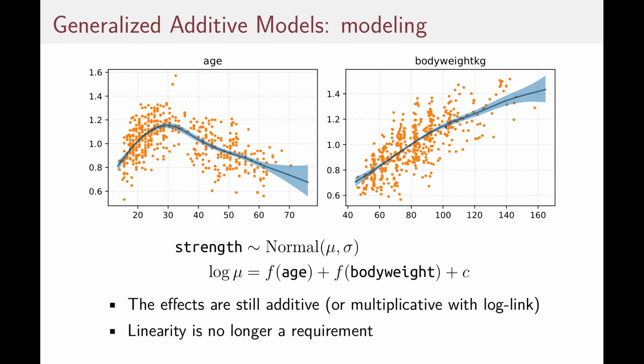kilograms in body weight. The nice thing about the additive model is that linearity is no longer a requirement. So I don't have to do the feature engineering of each feature. I don't have to assume that it's linear. The spline basis will help me and will pick out, and I'll get these functions. I can get the uncertainty, as you see.